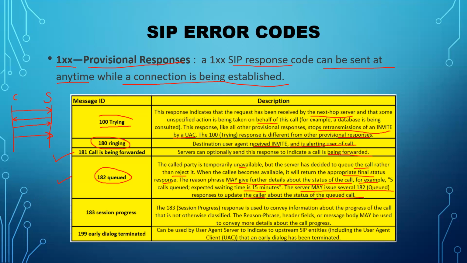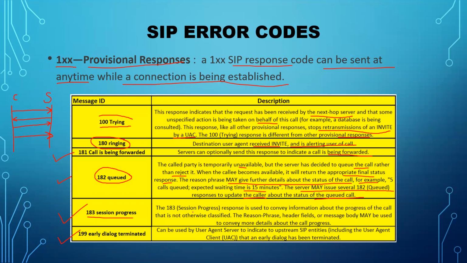That's what I gave as an example. If you call your customer care, your call will be in queue for a few minutes, like 5 or 10 minutes. That is the example of a 182 Queued message, right? Then we have 183 Session Progress and 199 Early Dialog Terminated. So let's discuss 183 Session Progress first. What is 183 Session Progress?